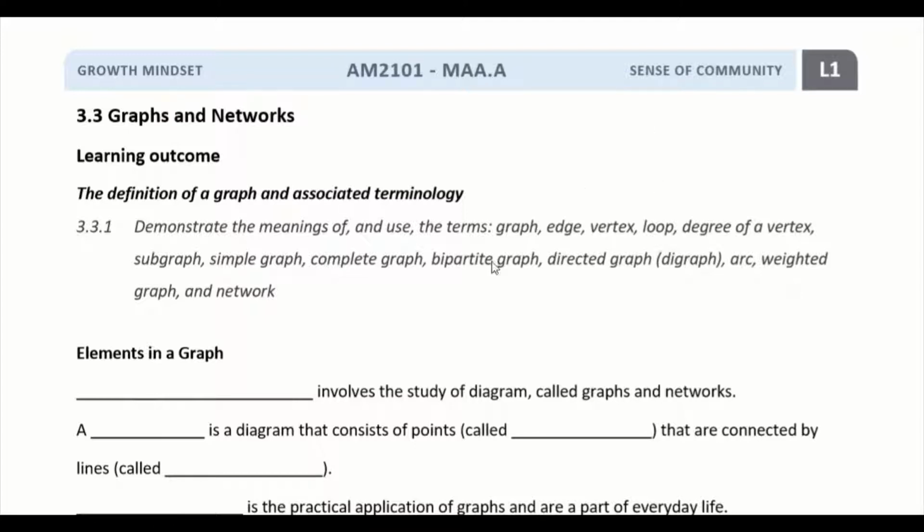Okay, so let me try to simplify the whole thing that we are going to learn today. Basically we are looking at two things. The first one is what are the basic elements in a graph. So the first subtopic is what is the element in a graph. The second one is we are going to look at the different types of graph. That's the two main things that we are looking at today. Alright, so let's start with the first subtopic.